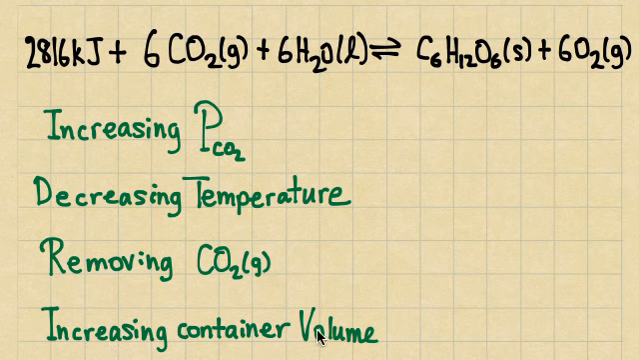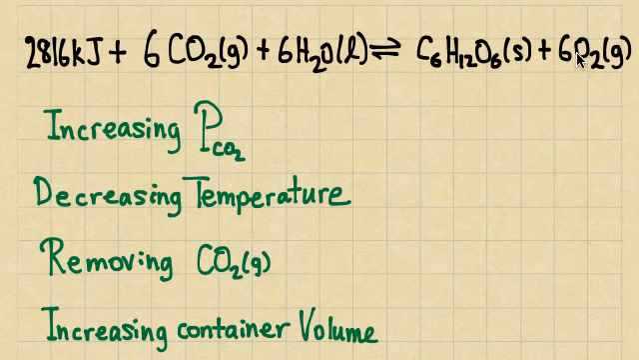Increasing the container volume is a very tricky one. Increasing the volume would decrease the pressure because the gases would have more room to roam around. So if I decrease the pressure, Mother Nature would go against that and do what she could to increase the pressure. The only way to do that in a system of gases would be to shift to a direction that would create more moles of gas, to go against what you did to the system, increasing the volume.